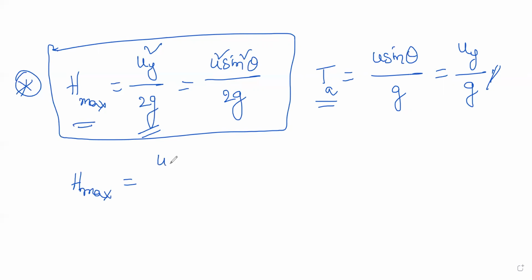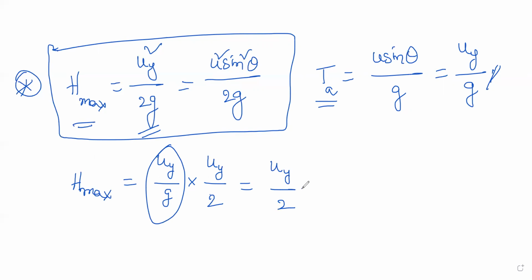So let's write this uy by g as one part, and then you have uy by 2. If you write like this, uy by g is your time of ascent. So uy by 2 times ta. So how the question can arise, like if you have the time of ascent, you don't need to give the time of ascent once you have these things.